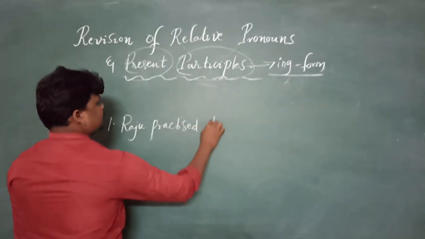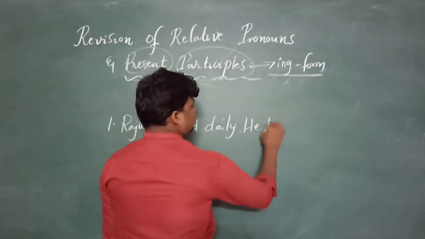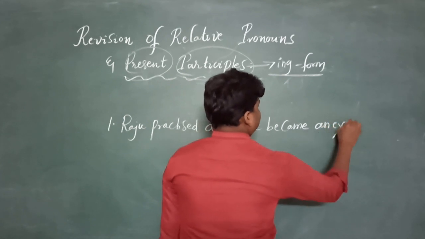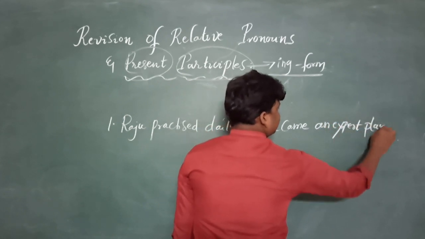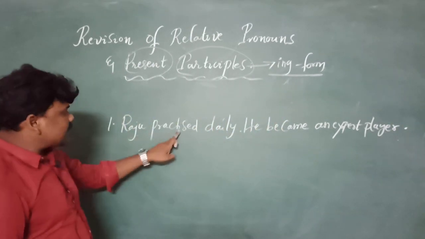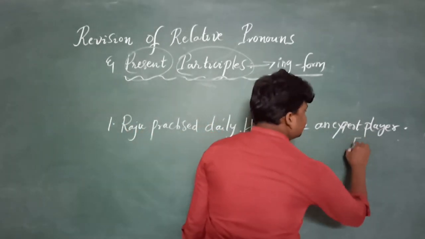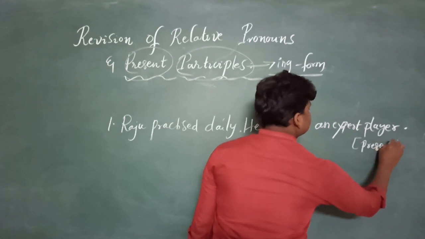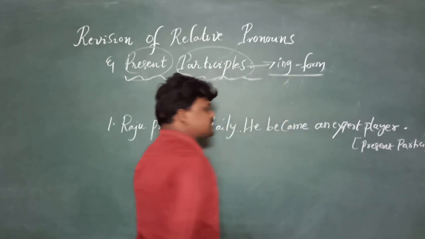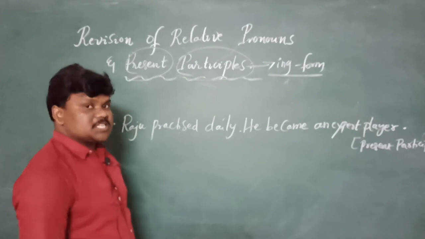Raju practiced daily, full stop, he became an expert player. See the two sentences: Raju practiced daily. He became an expert player. We need to combine the two sentences with present participle. We must start our answer with the ing form, but many get a doubt: which one do we need to make ing?